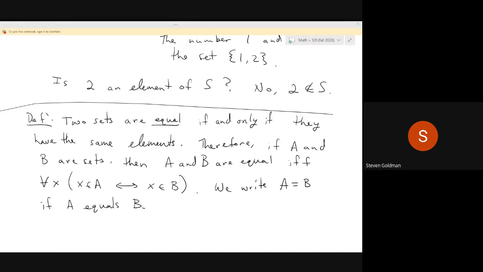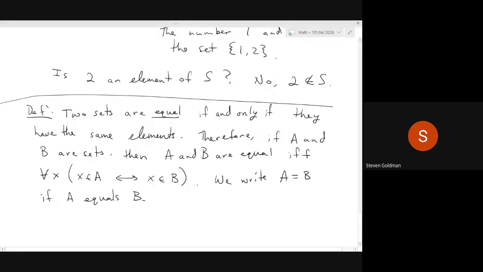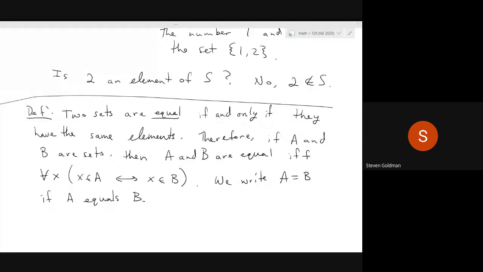Somebody's asking, what is the domain of X? Well, here there really isn't a domain. It just means the domain is the elements. Whatever the elements of the set are, that's my domain. All we're saying is that whatever is in one set is in the other set and vice versa. So we think of the domain as the set of elements.